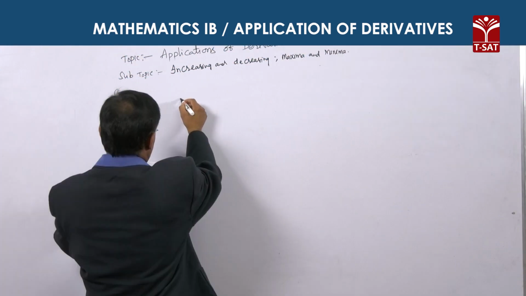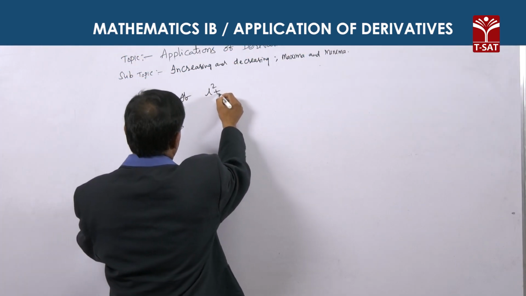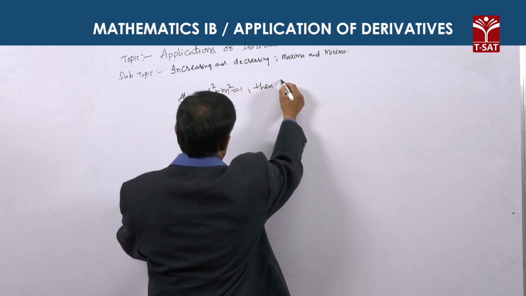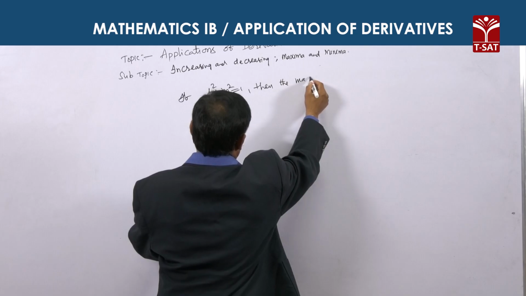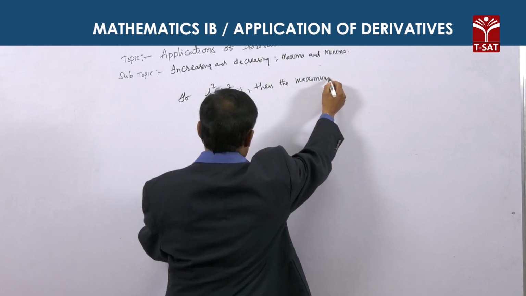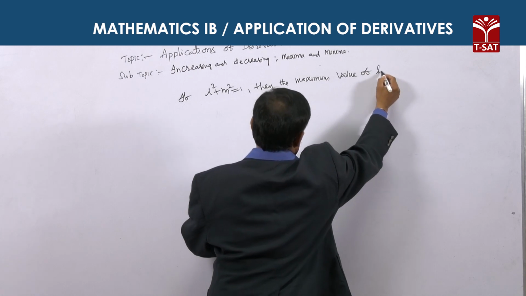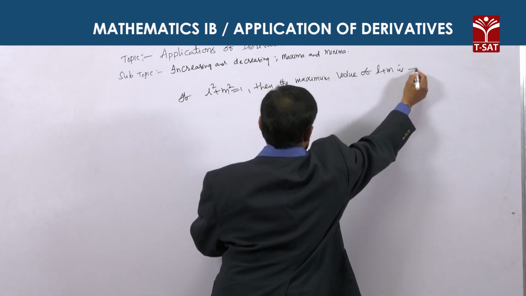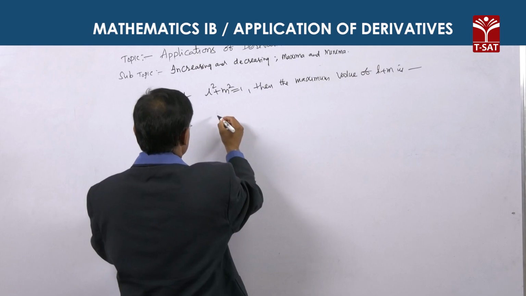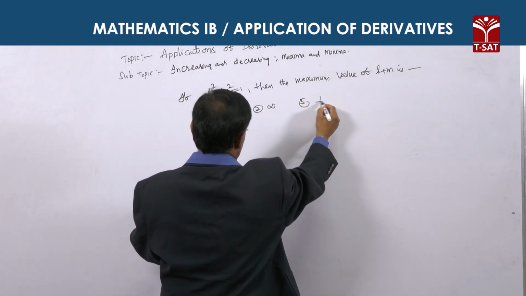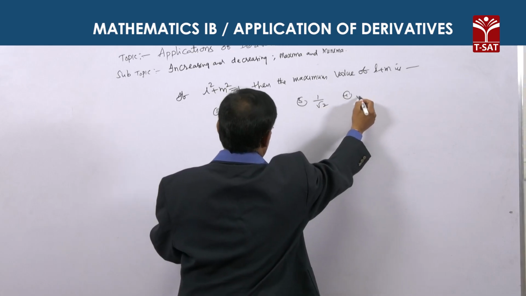Next problem. If L² plus M² is equal to 1, then the maximum value of L plus M is dash. The first answer is 1, second answer is infinite, third answer is 1/√2, fourth answer is √2.